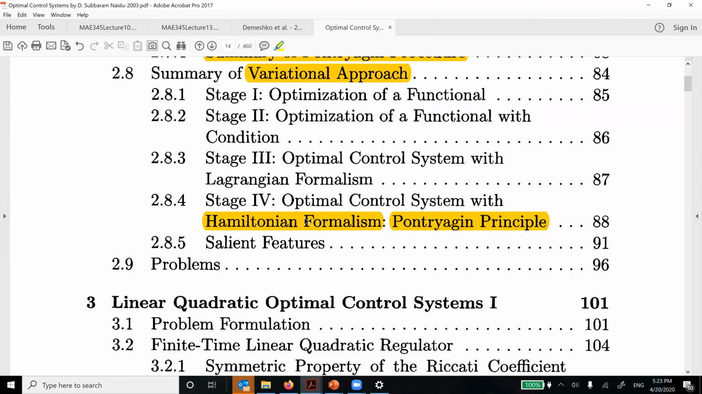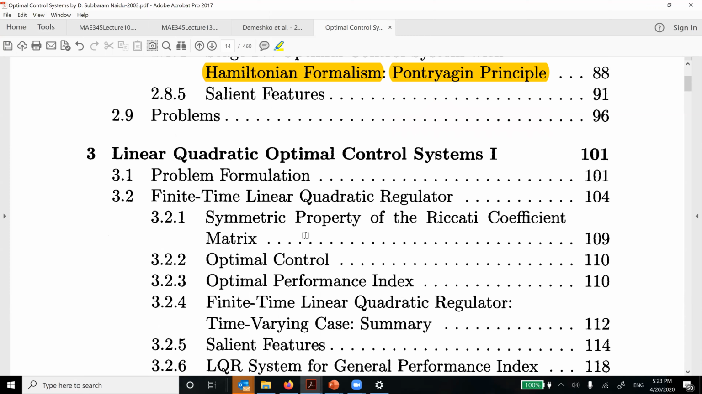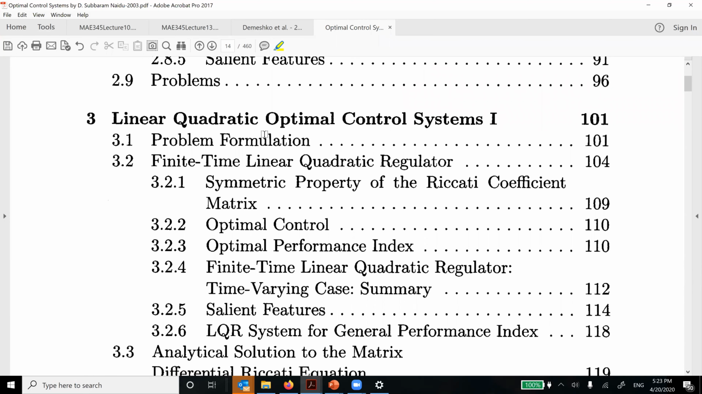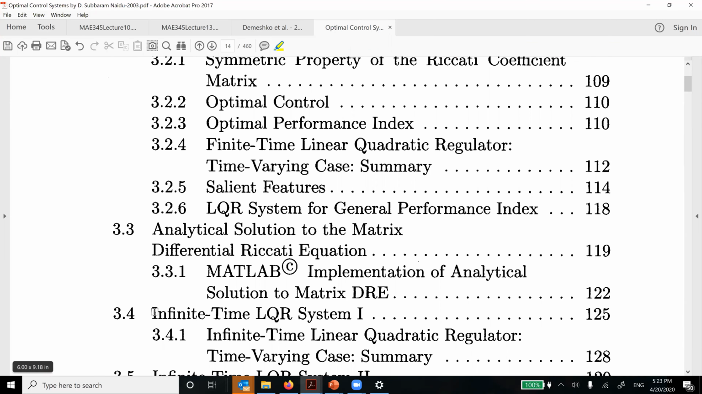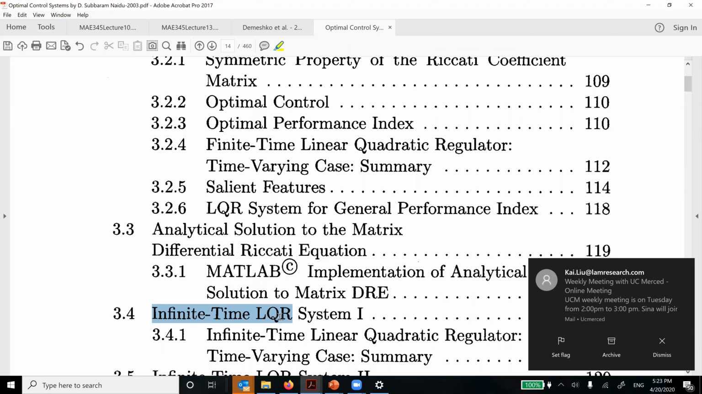Based on that general discussion, we can start to talk about LQ, linear quadratic optimal control systems. Then finite time LQR. This is the section I suggest you go through, but you probably need calculus of variations to have a real deep understanding of it. So it becomes a time varying case. Next lecture, I'm going to do the infinite time LQR system.